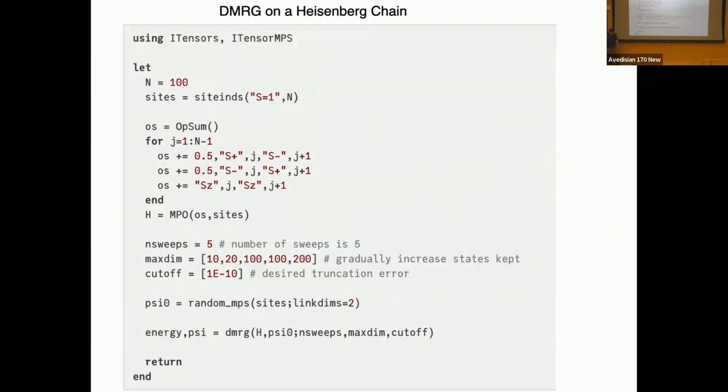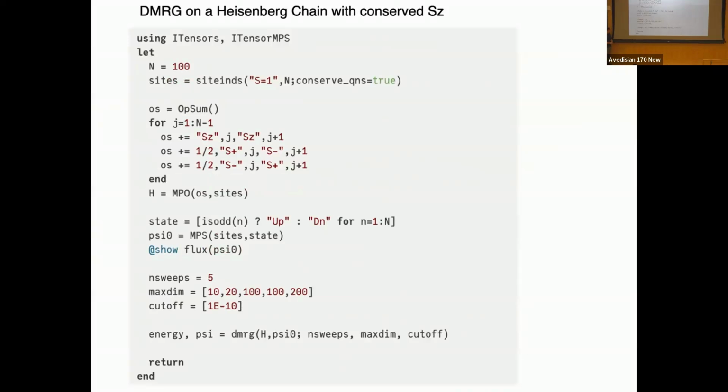When you want to do a calculation of, say, the energy gap for a spin system, there'll be an energy gap that has to do with a different angular momentum overall. So this system is not paying attention to angular momentum conservation. The random state will be a mixture of different values of total Sz. You can turn on angular momentum conservation with essentially just one line. So this is with conserved angular momentum. When you define the indices, you say conserve_qns equals true.